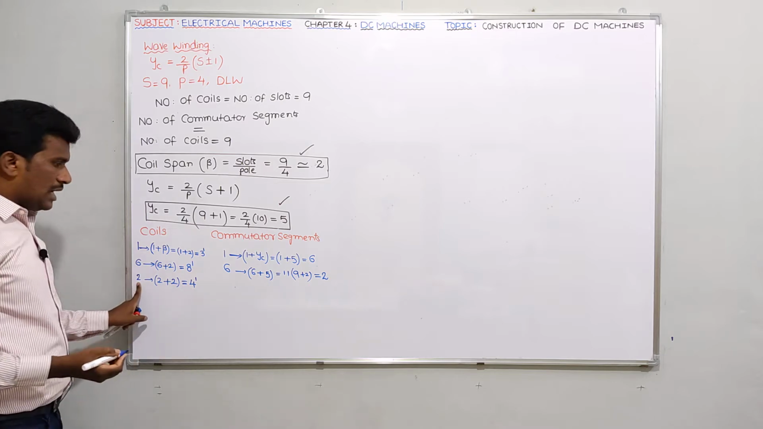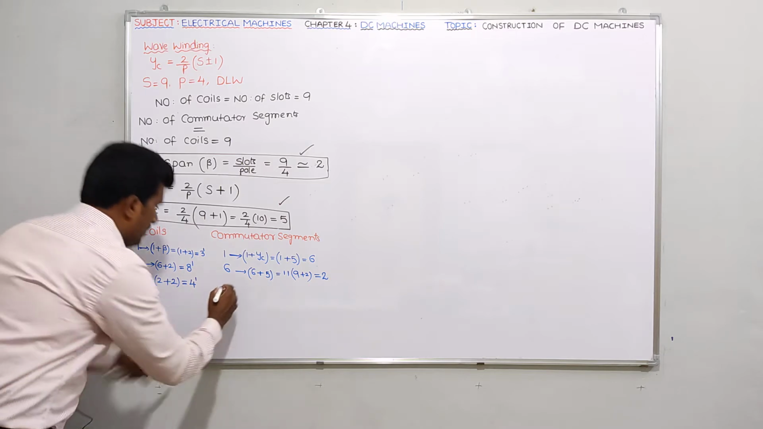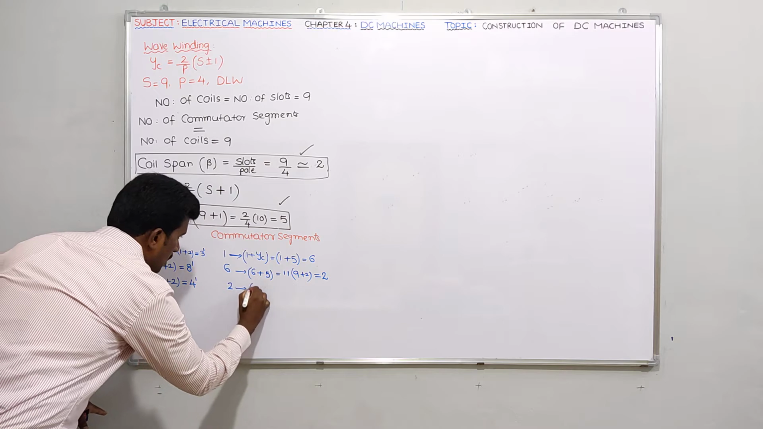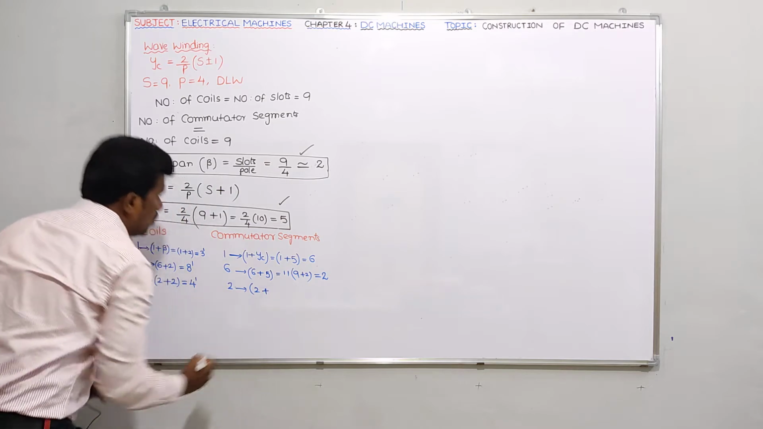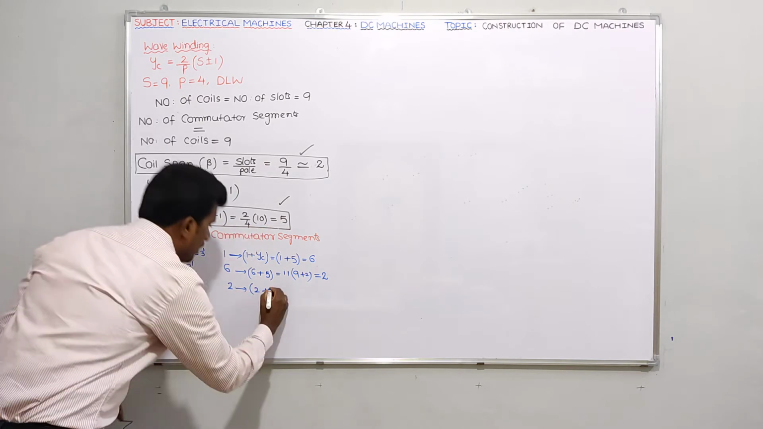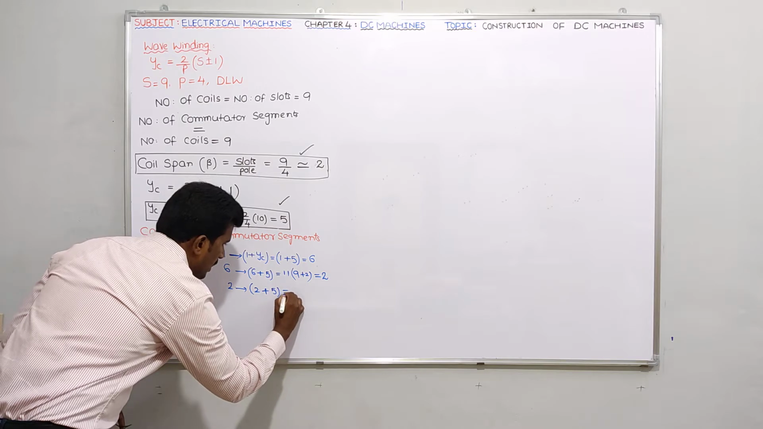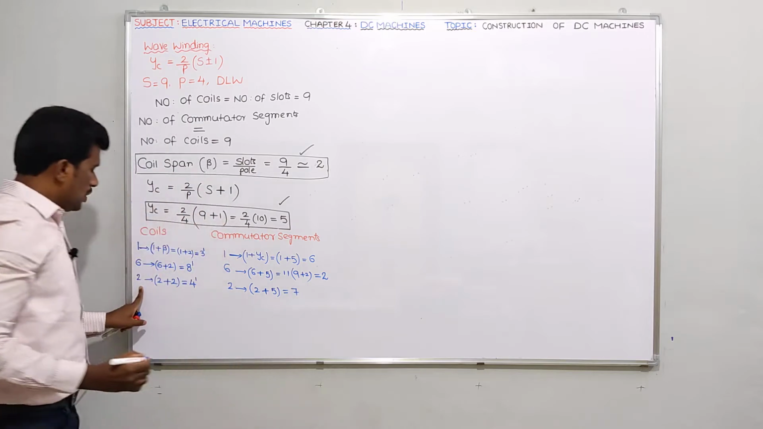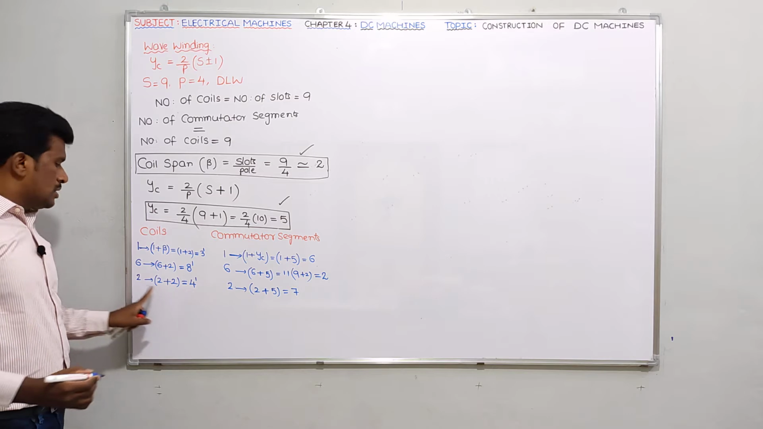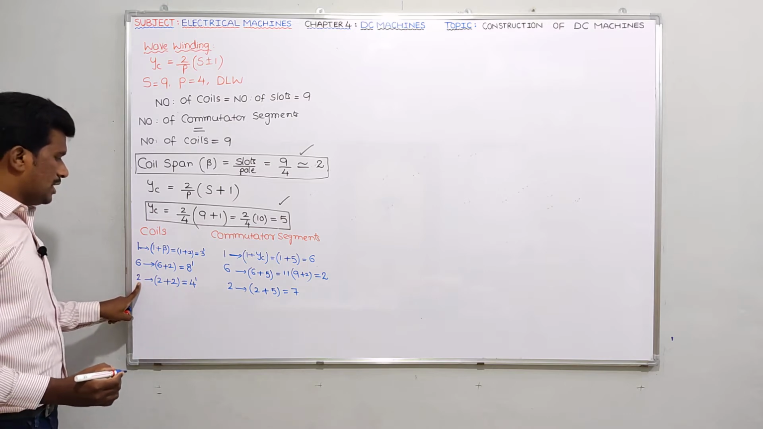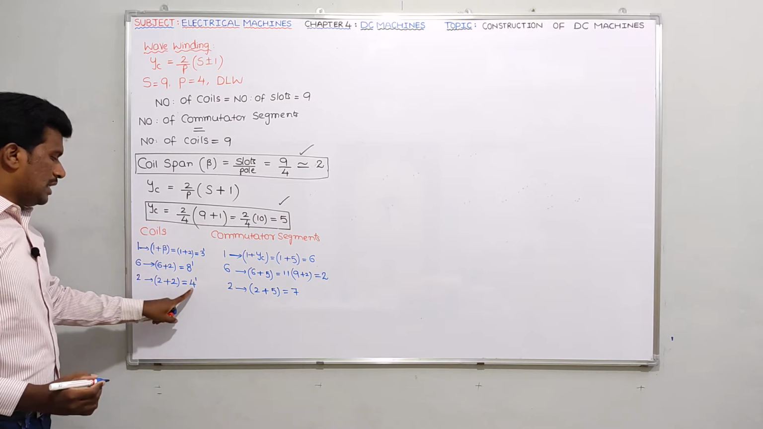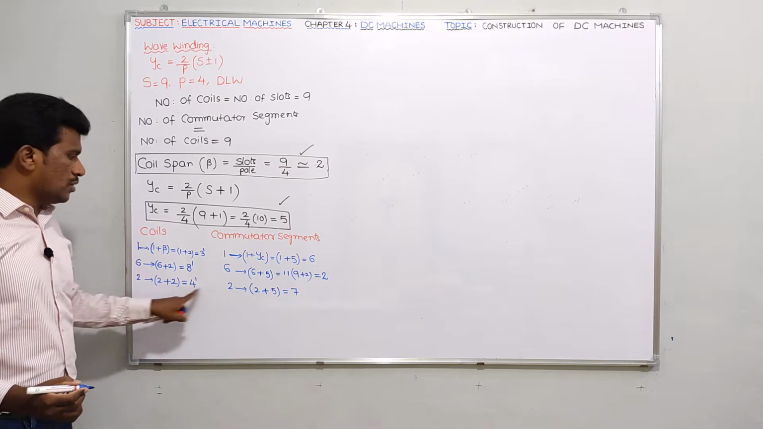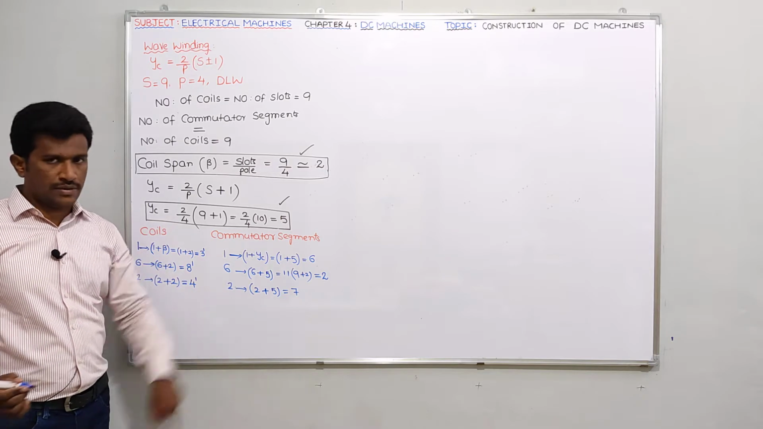Next, the second conductor, as I told you, is connected to the second segment. Next, 2 plus, what is the value of YC here? 5. You get 7. Okay, the 7th segment. That means if you take the 2 to 4 dash coil, conductor number 2 is connected to the second segment, whereas conductor number 4 dash is connected to the 7th segment. Okay.